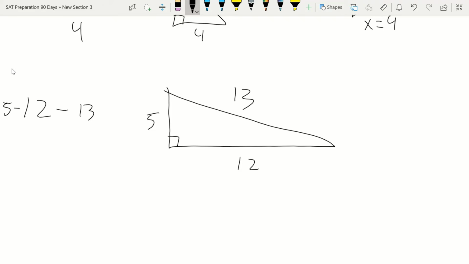So what I was saying there is just that on the SAT, they don't have to really draw it like that. You could have a 5, 13, and 12 triangle that looks like this, as long as they say that it's not drawn to scale.